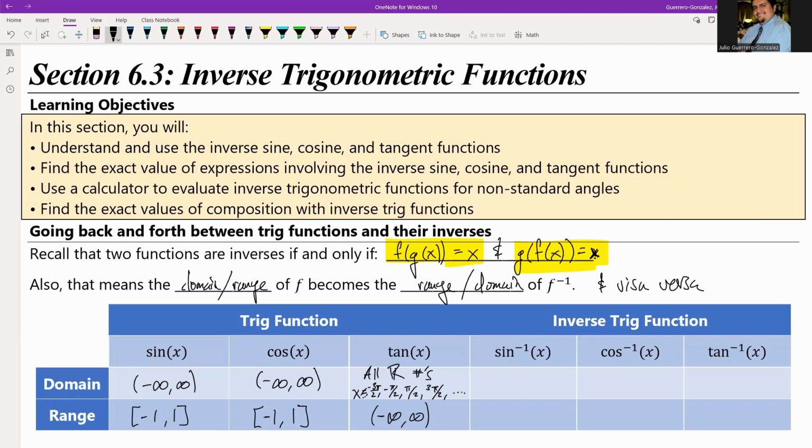So that means that for this one and this one, the domains are going to be from -1 to 1 for both sine inverse and cosine inverse. And the ranges are going to be -infinity to infinity.